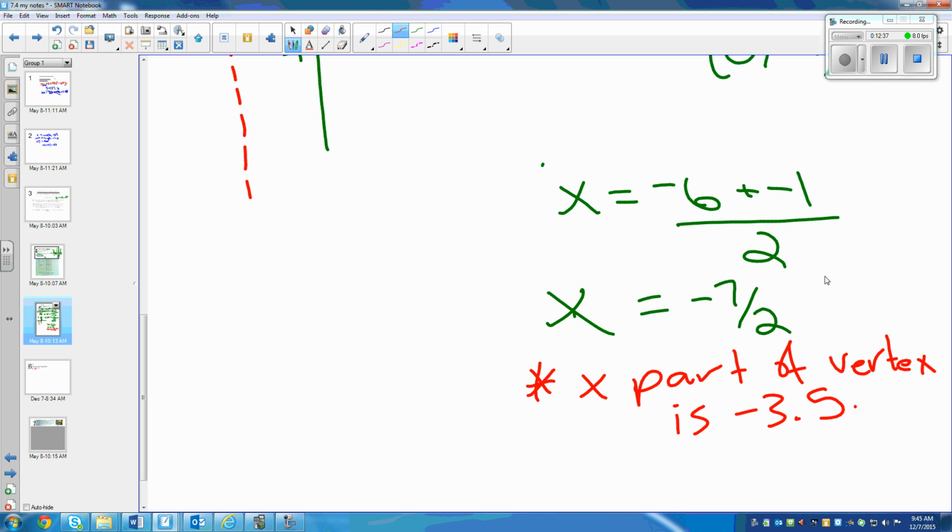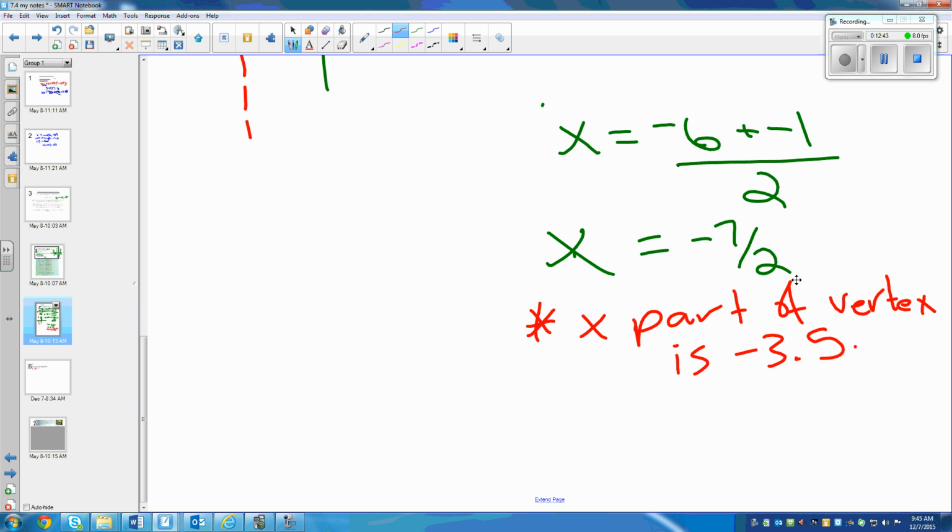So what can I do with that? Plug it into my original equation, or to the equation that I factored. So I know that y is equal to 2 bracket x plus 6 times x plus 1. If I put -3.5 in, what do I solve for? I solve for a y value. What y value specifically? The y part of my vertex.